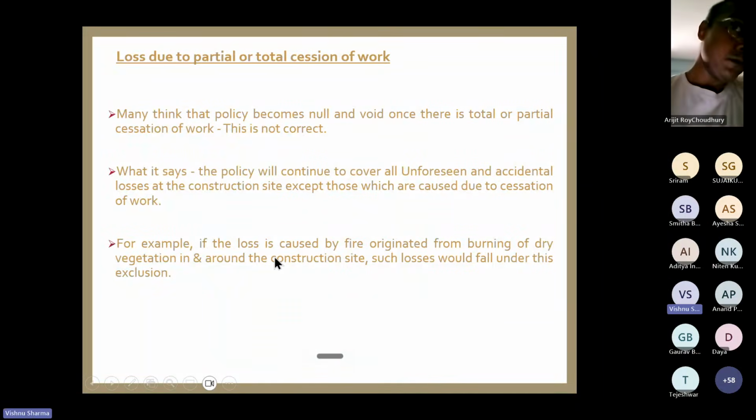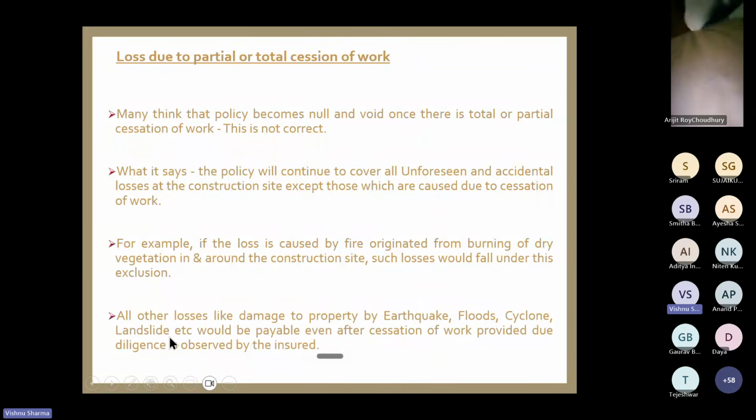So this is the example where loss is not paid if the fire is originated due to dry vegetation, because dry vegetation has taken place due to stoppage of project activities. Your another example is all other losses, like damage due to earthquake, flood, cyclone, landslide, etc. They are all payable because it has got nothing to do with cessation of work. They are not caused by cessation of work. So all AOG perils, they are covered. Understand? Provided, this rider is again there, provided due diligence is observed by the insured.